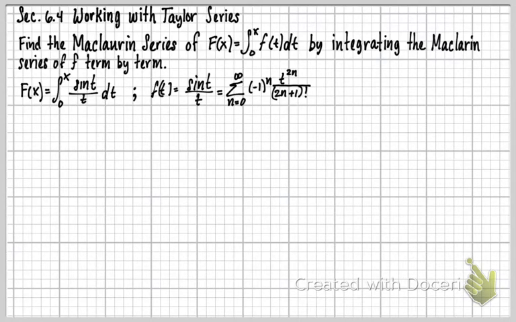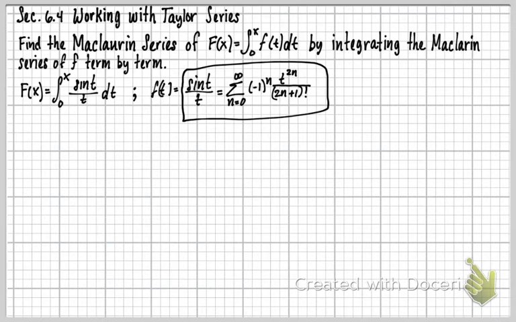So this problem says find the Maclaurin series of f(x) equaling the integral of f(t) dt from 0 to x by integrating the Maclaurin series of f. So what we're going to do here is take this f(x) and integrate it, but we're going to use a Maclaurin series. Now if you watched the last video, we actually showed this series for sine of t over t.